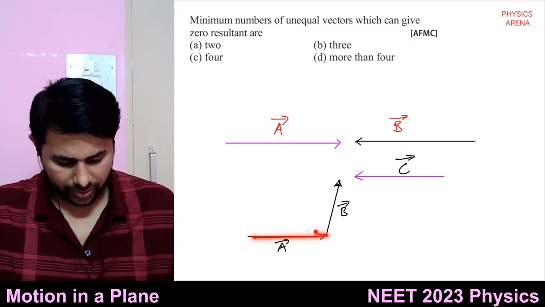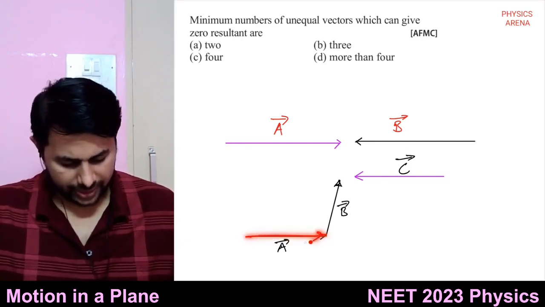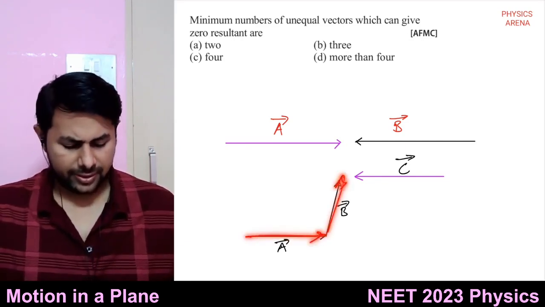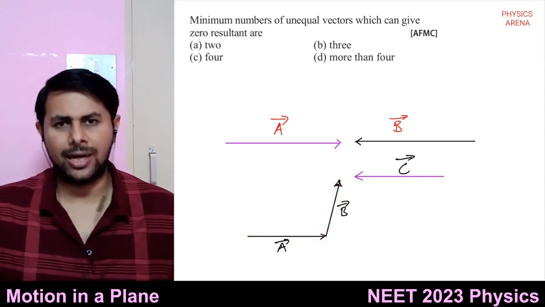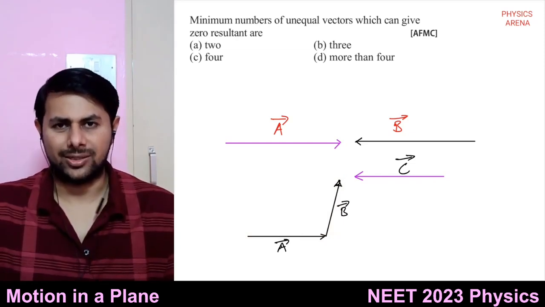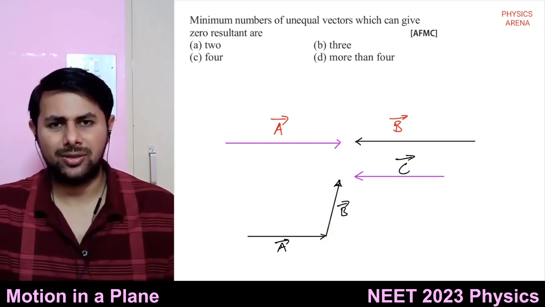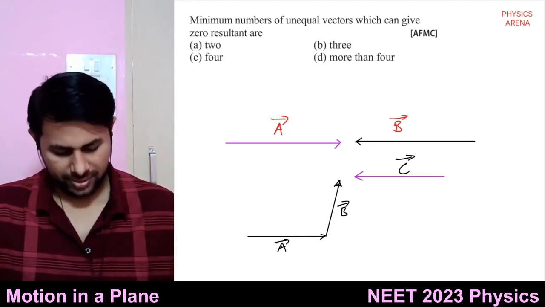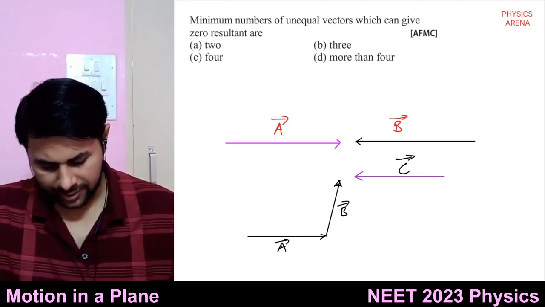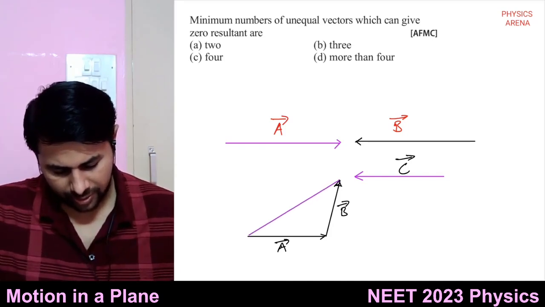Okay, so you have one vector which is like this, another vector which is like this. Now you want to make the resultant of these two and some more vectors equal to 0. How many vectors will you need? Only one, right? And it should be directed like this. It should be directed from B to A.